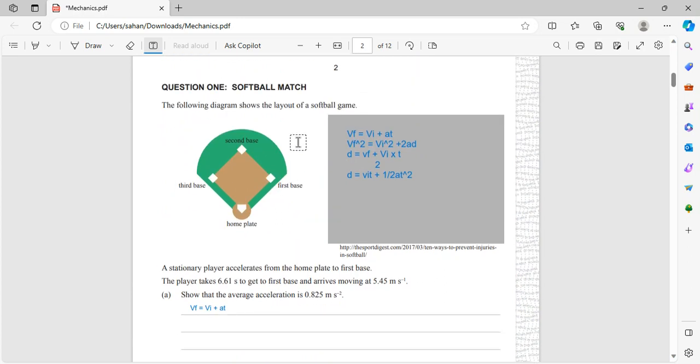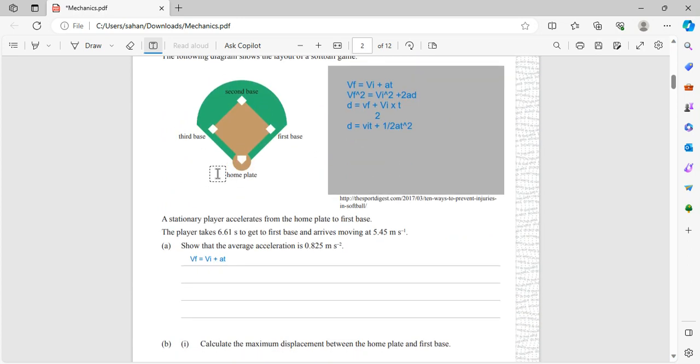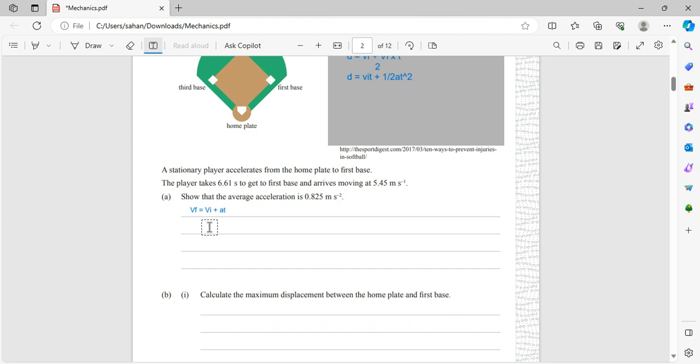Question 1, softball match. So this is a diagram here, and the question is, a stationary player accelerates from home plate to first base. So there to there, and the player takes 6.61 seconds and arrives moving at 5.45 meters per second. And we have to show that that's the acceleration.